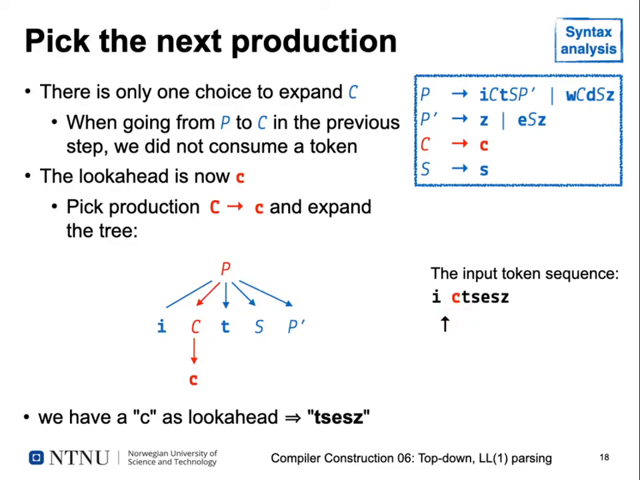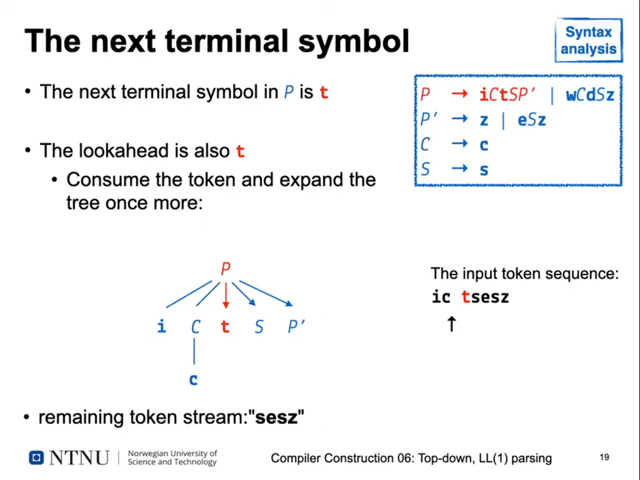So what we can do now is pick this production from non-terminal symbol C to terminal symbol c, and we can annotate this in our tree, so our tree grows downward here and we have resolved the next one. We can remove the C from our input token sequence, and what remains is TSESZ. Okay, now let's continue.